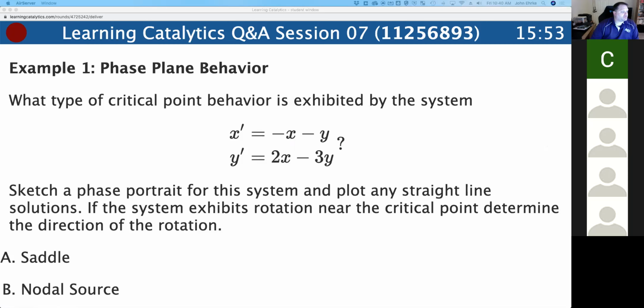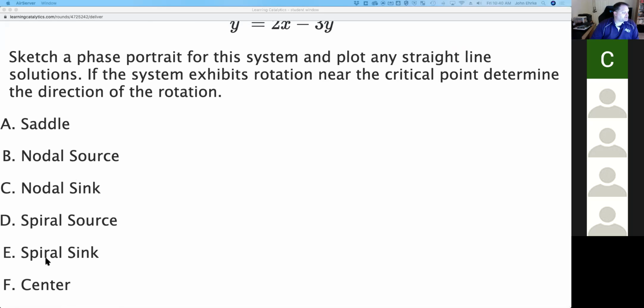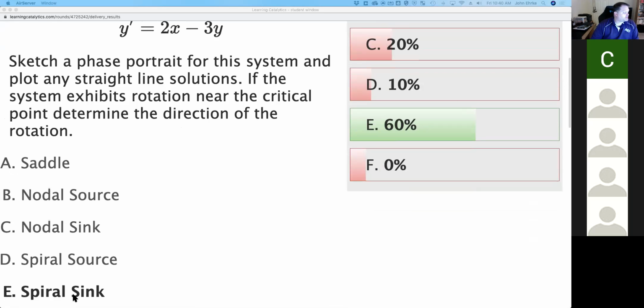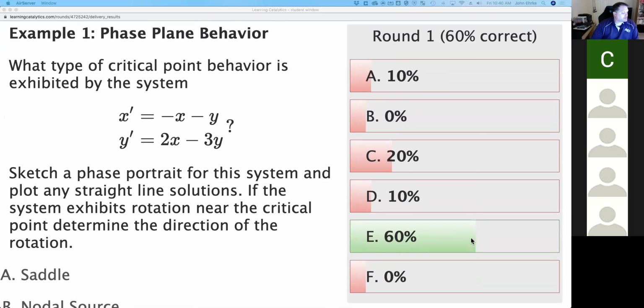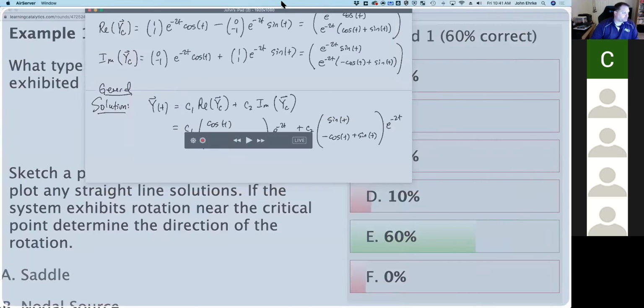The majority of the class has picked spiral sink. So let me show you that result. The majority of the class picked spiral sink E, which is correct. So let's explain first off why there's a spiral, and second off why it's sinking toward the origin.